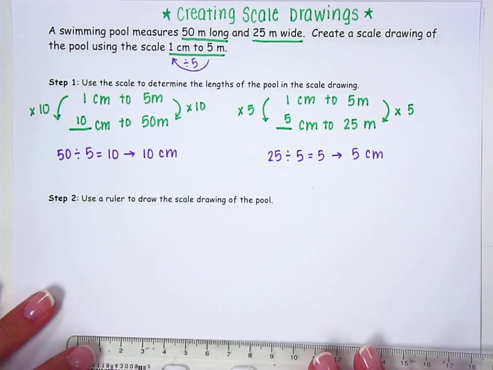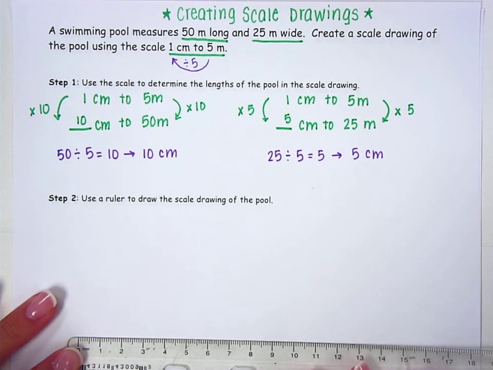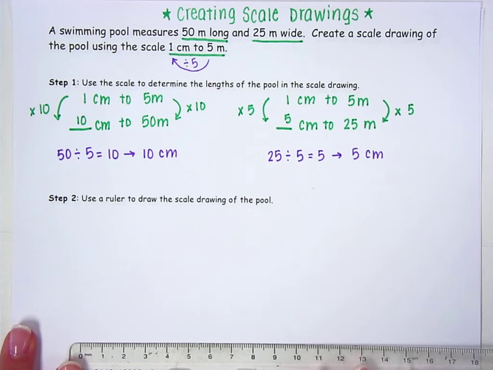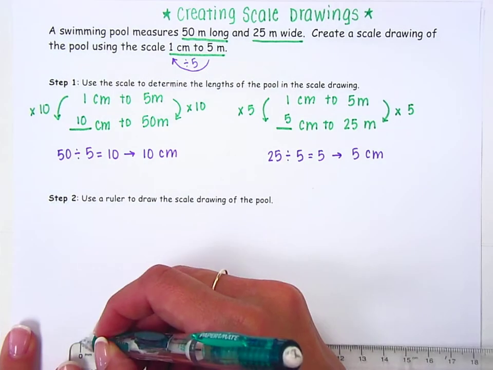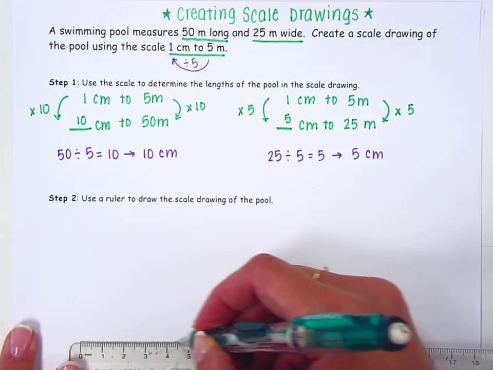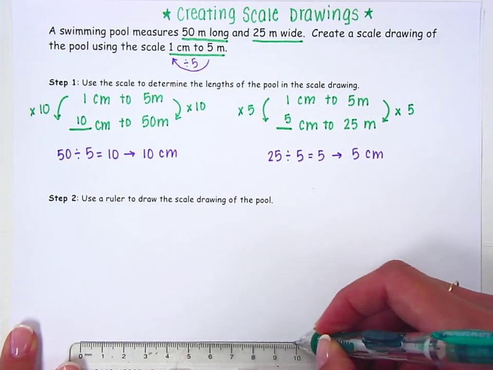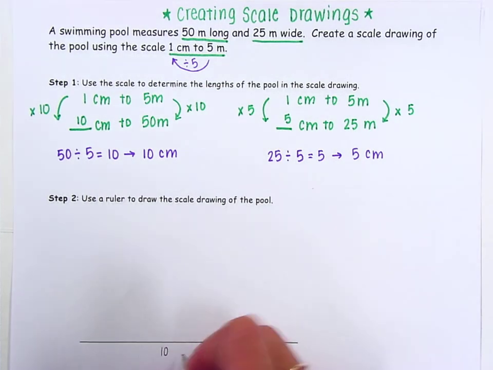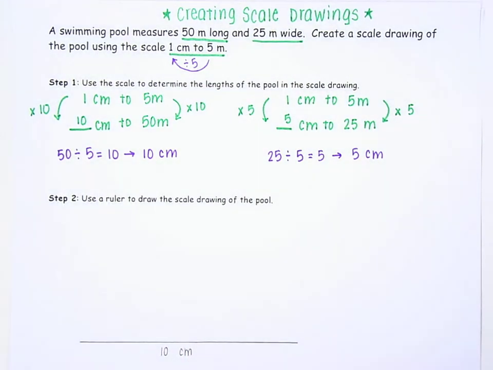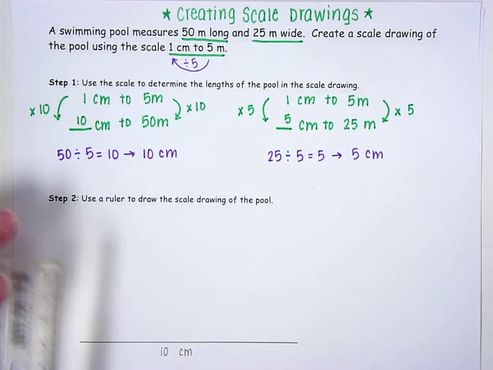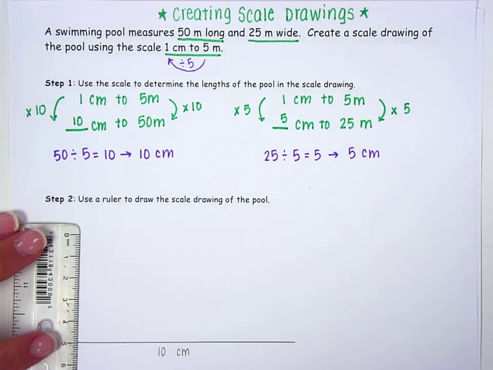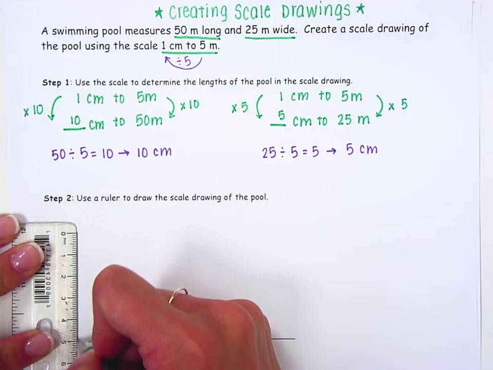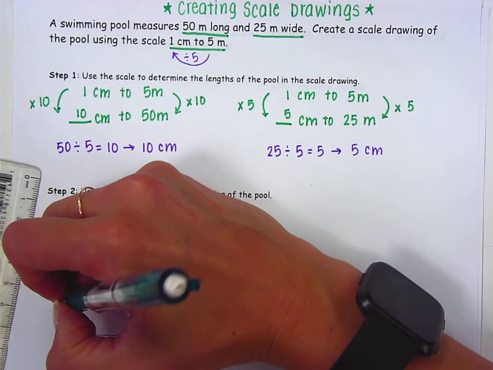So I'm going to draw my 10 centimeter segment down towards the bottom because I know I've got more room that way. So I'm going to go ahead and place my ruler. I'm going to make sure that I'm starting at 0, which might not be at the end of your ruler. I'm going to draw a line that's 10 centimeters long and label that 10 centimeters. Now I'm going to go through and actually draw my 5 centimeter line segment and label that 5 centimeters.